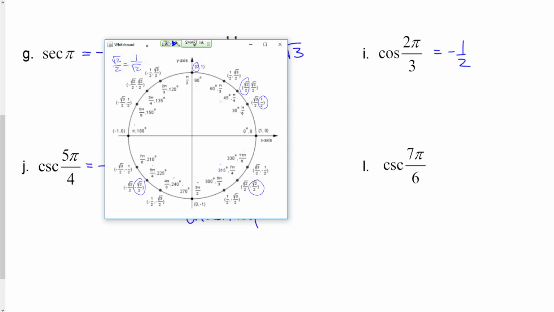Cosecant 7 pi over 6. There's 7 pi over 6. Cosecant is related to sine, so it's the inverse of that, which will be -2. So as you can see, having a unit circle handy can really make stuff like this a lot faster and easier to do.